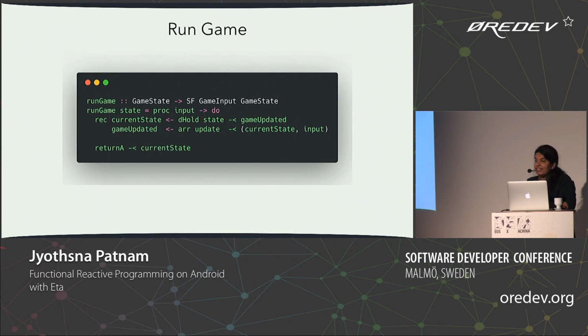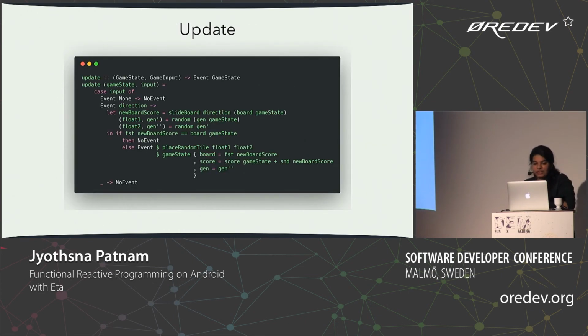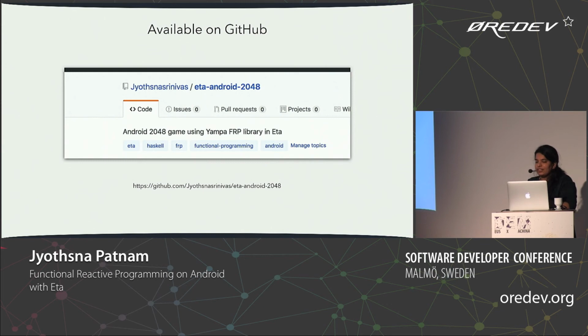And the run game takes care of holding a state of the game itself. So at every stage of your game, the state has to be held somewhere, stored somewhere. This is where that happens. The run game takes care of it. And update, this is the function that updates your game board and also the score at any particular time. You can check this out. This is all on GitHub, the entire code.